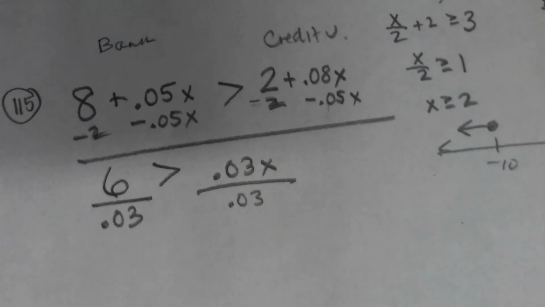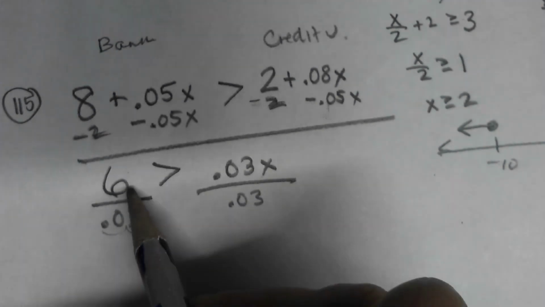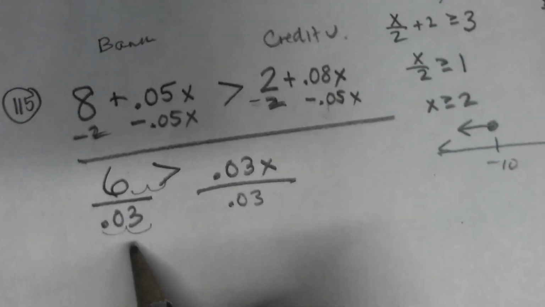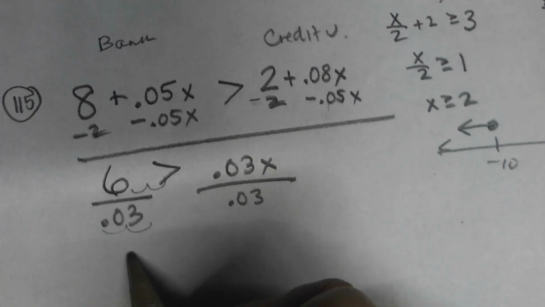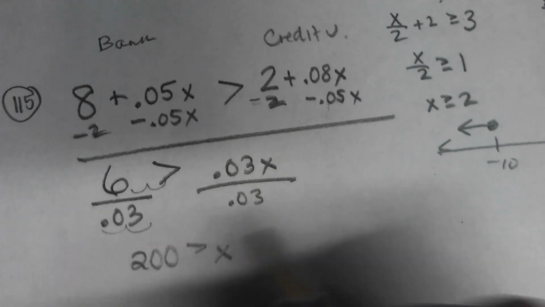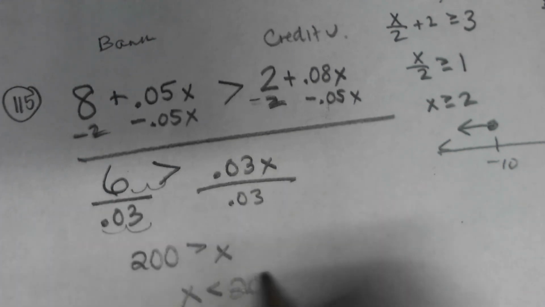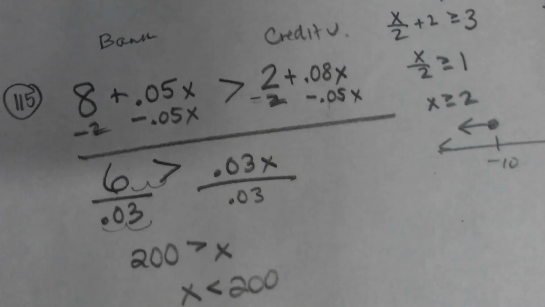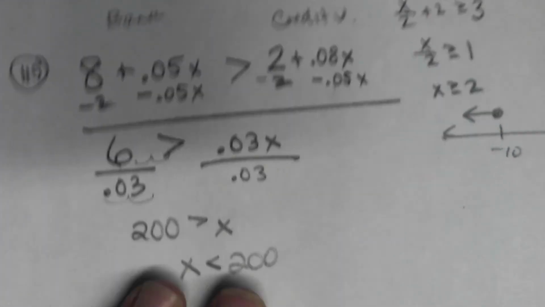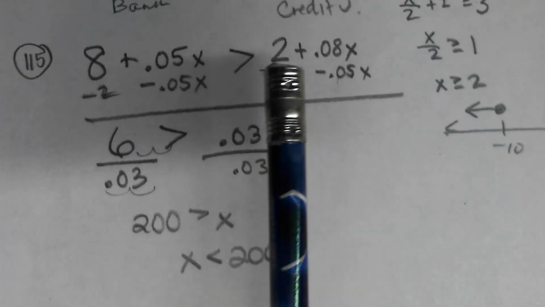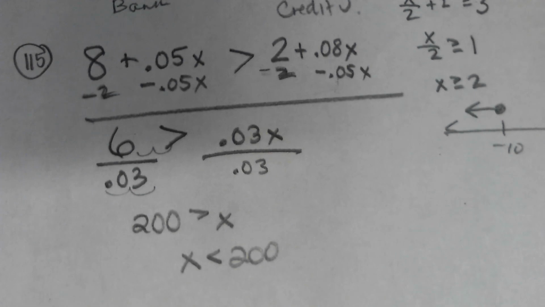3 goes into 6 twice. You may want to think about moving your decimal place over twice on both, so it would be 600 divided by 3. That's 200 is greater than x. So your number of checks needs to be less than 200 in order to make sure the credit union remains a better deal, right? Right off the bat, it's a better deal. $2 versus $8. It can only sustain that for so long, though, given that there's a 3 cent differential per check. So that's the conceptual part of it.